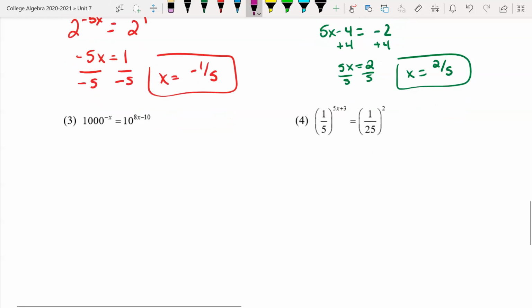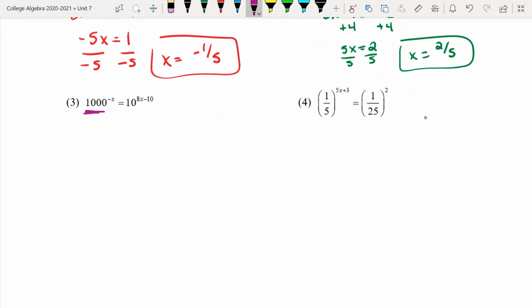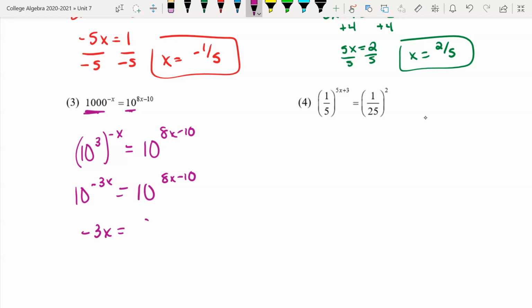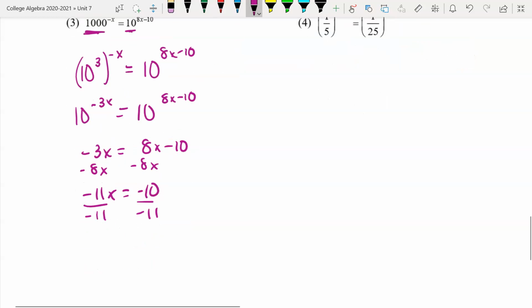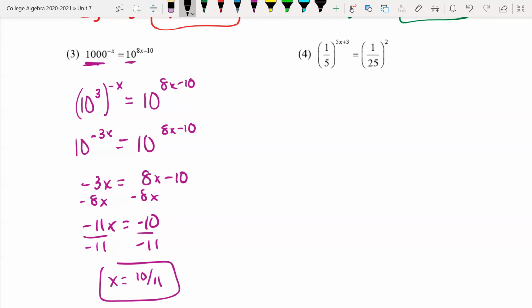I know this is not an easy process, but think about what I am going to rewrite this in terms of, because it's already base 10. So I would say 10 to the third power raised to the negative x equals 10 to the 8x minus 10. 10 to the negative 3x equals 10 to the 8x minus 10. I can get rid of my bases now because they're the same, and I can solve the problem. So I should get 10 over 11. That's a little bit trickier. Think about how can I rewrite 1/25th?